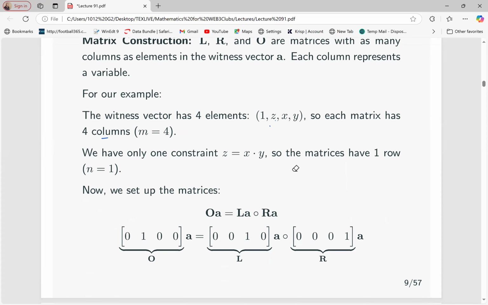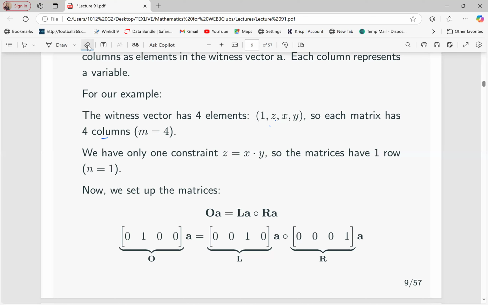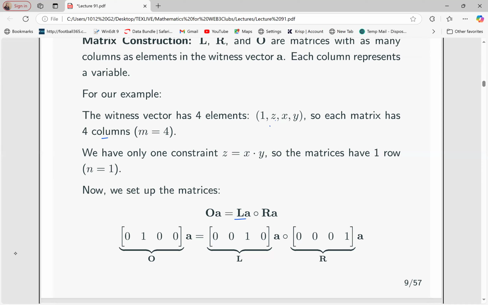So let's now form our matrix L. A matrix L will be, remember the witness. Let me just write the witness here: 1, Z, X, Y. Now, our equation was Z is X multiplied by Y. The left side is X, and you are forming the left matrix.